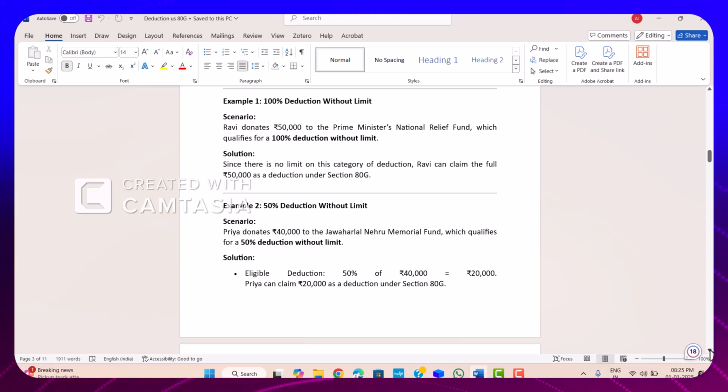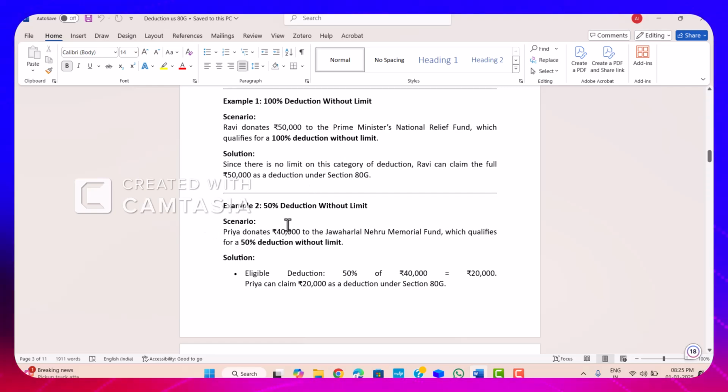I told you that when you are giving a donation to the Prime Minister's or Chief Minister's funds, the National Defence Fund, Swachh Bharat Kosh, Clean Ganga Fund, Technology funds, and so on, these all come under 100%. Directly you will be eligible for the deduction under section 80G. The solution is that there is no limit on this category of deduction. Ravi can claim the full 50,000 as a deduction under section 80G.